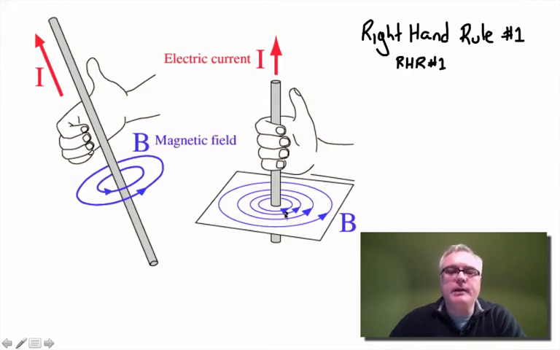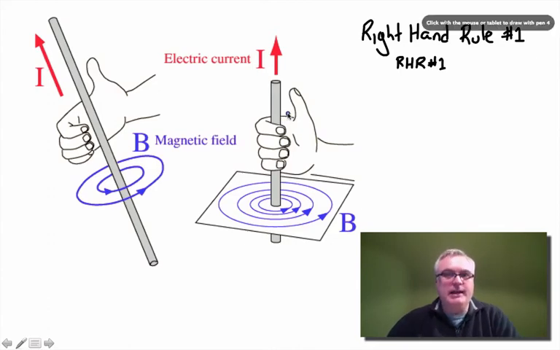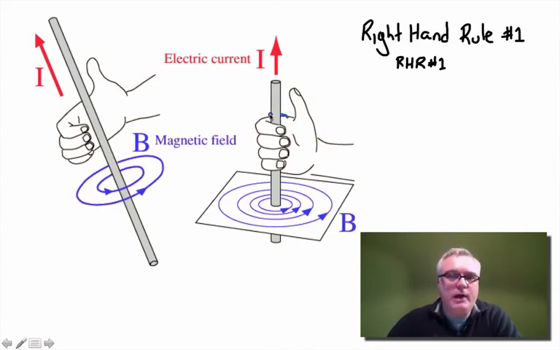Right-hand rule number 1. So in right-hand rule number 1, you take your right hand and you grab the wire and you point your thumb in the direction of the electric current. Obviously we couldn't grab the wire in any other direction other than this direction, because my thumb has to be pointing in the direction of the current. And what happens is my fingers going around the wire trace out the direction of the magnetic field, B.